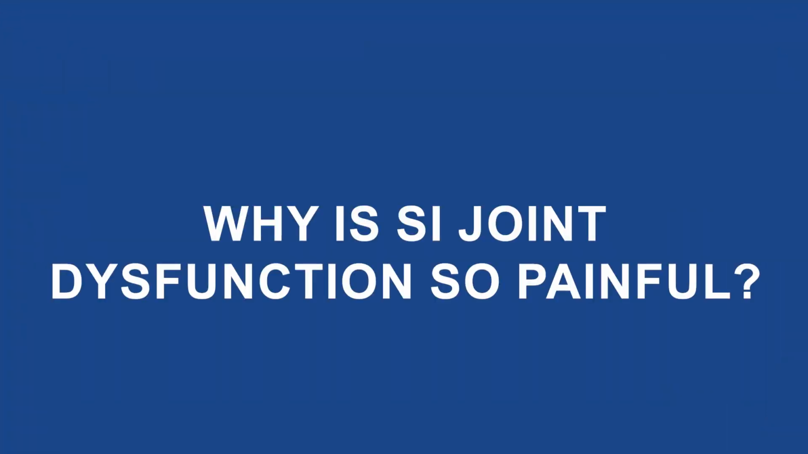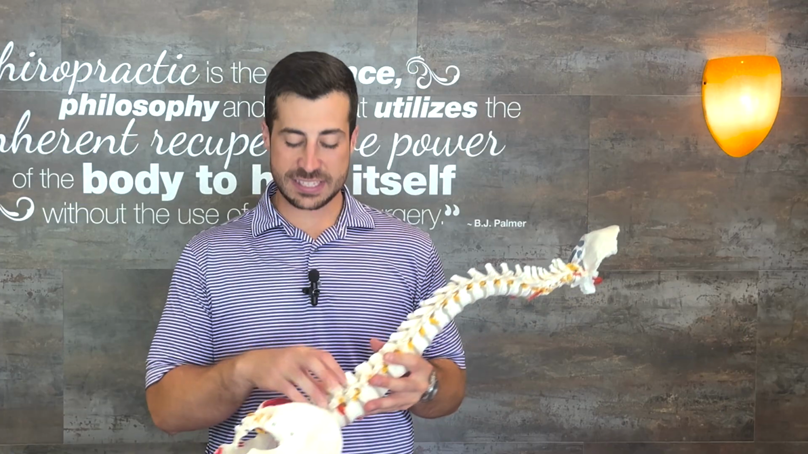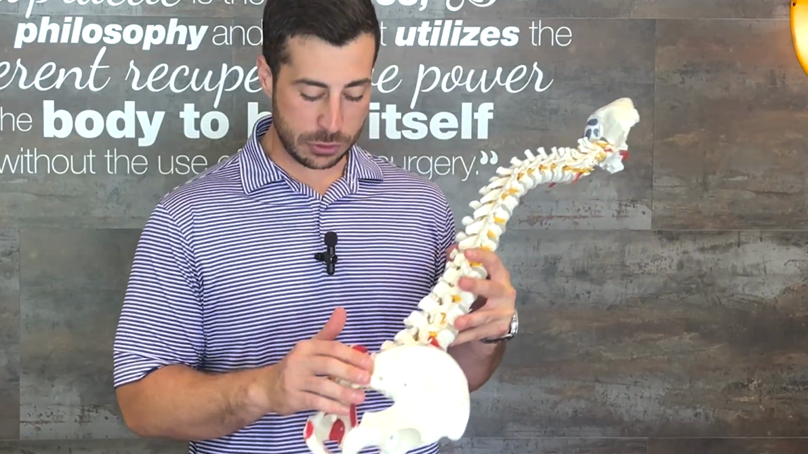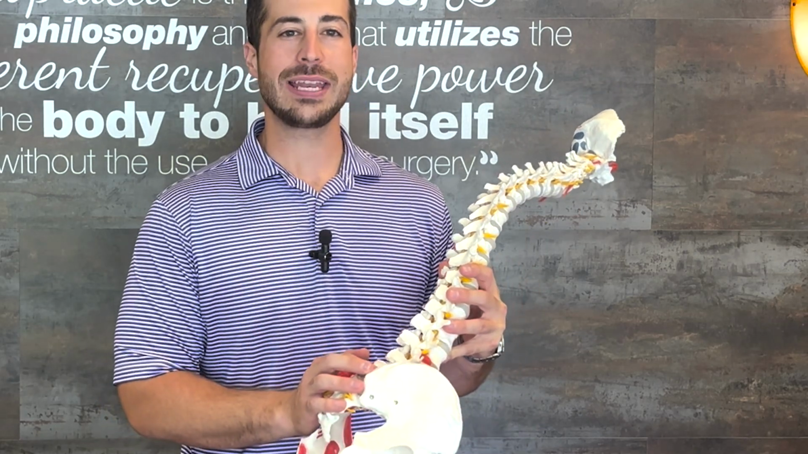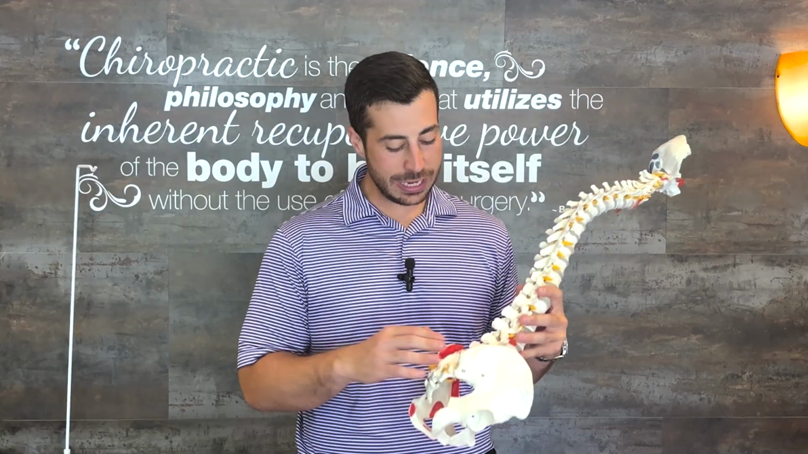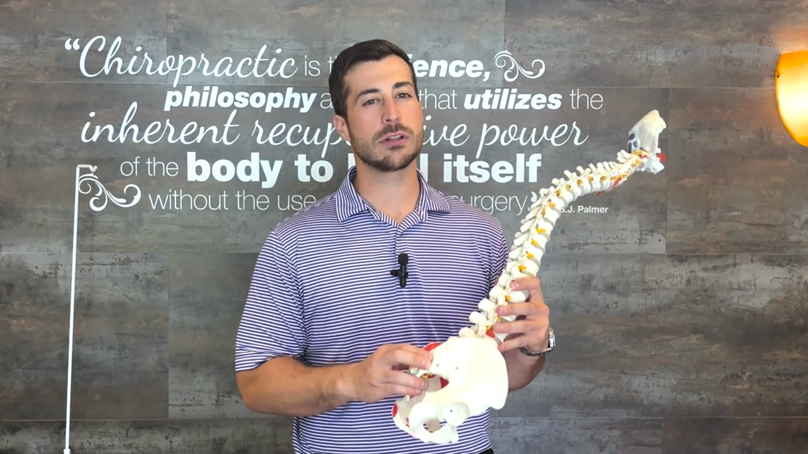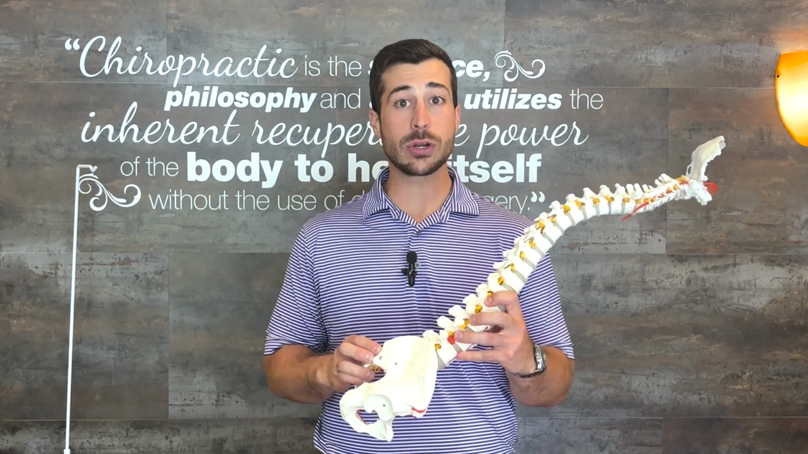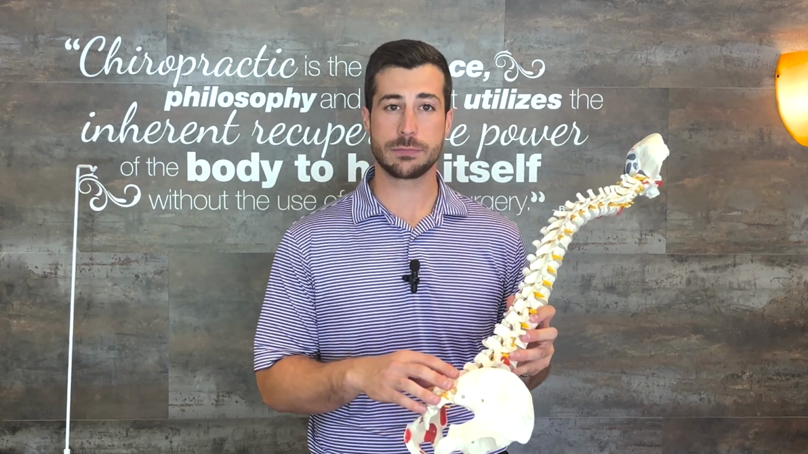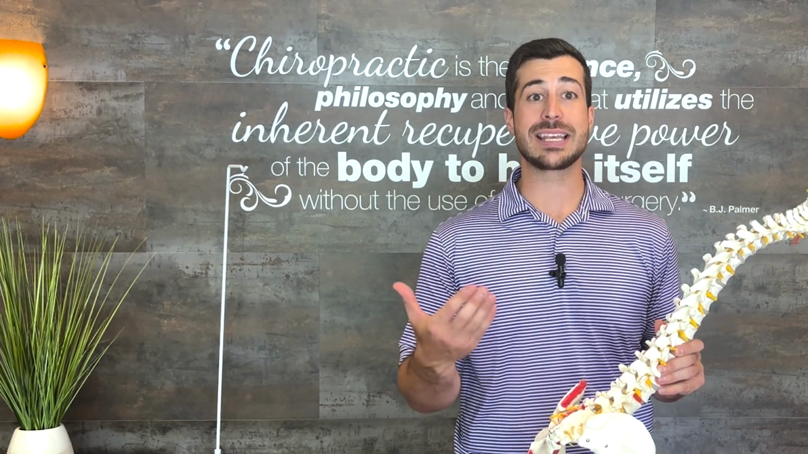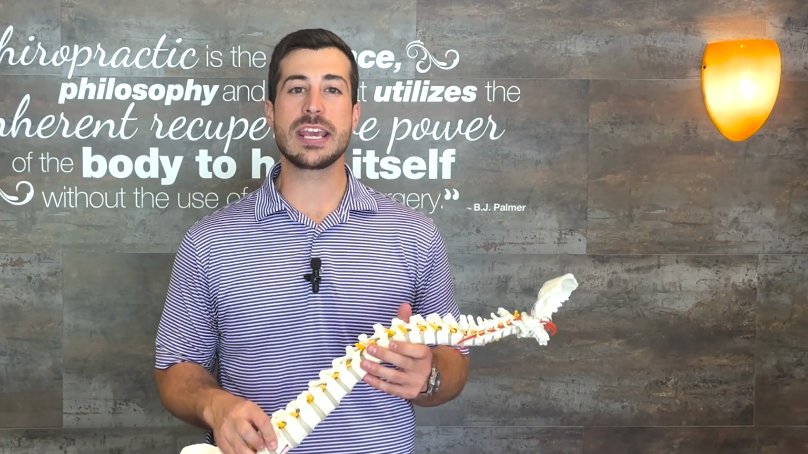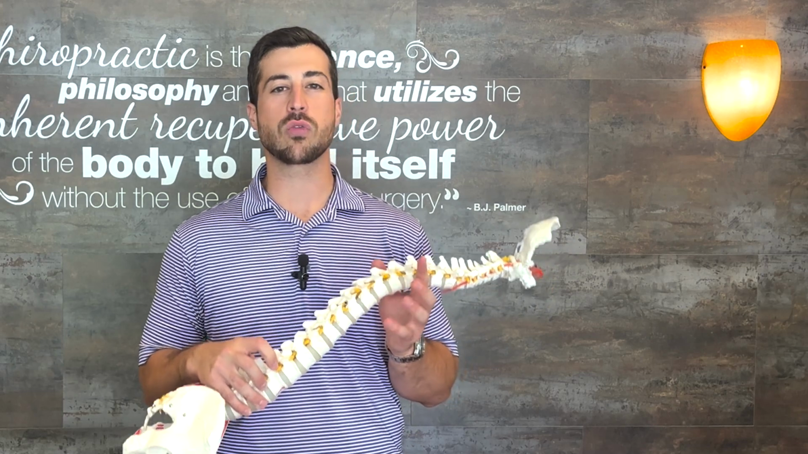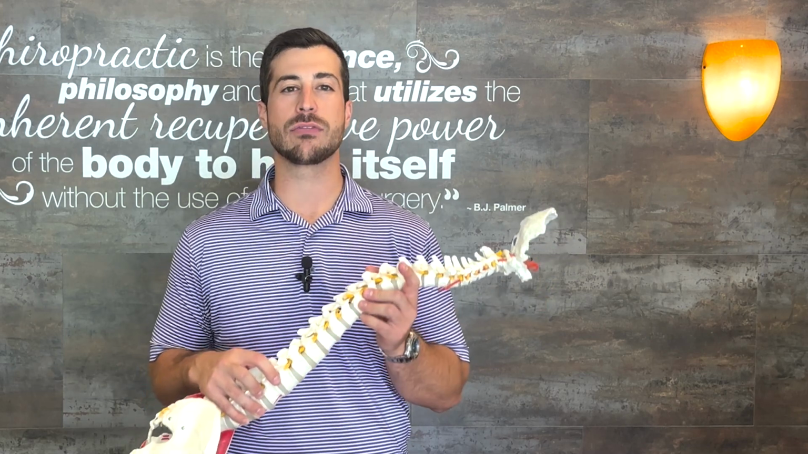Why is SI joint dysfunction so painful? The sacroiliac joint, located between the sacrum and the ilium bones, bears significant weight and stress during movement. Dysfunction in the SI joint can lead to inflammation, limited mobility, and irritation of those lower lumbar nerves, resulting in intense pain that can radiate through the lower back, buttocks, and legs. The problem is SI joint dysfunction is often misdiagnosed and therefore mistreated, leading to chronic pain, disability, worry, and frustration.